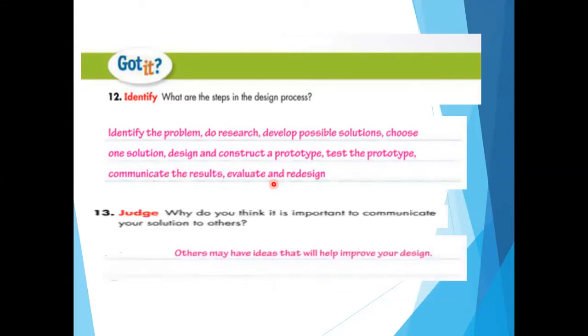Why do you think it's important to communicate your solution to others? Because others may have ideas that help improve your design. Maybe other scientists have ideas that will help improve your design. Now I want to show you a video.